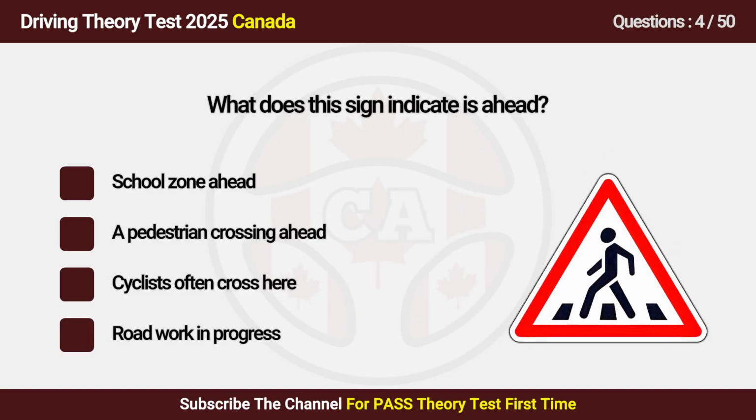Question 4. What does this sign indicate is ahead? A. School zone ahead. B. A pedestrian crossing ahead. C. Cyclists often cross here. D. Road work in progress.